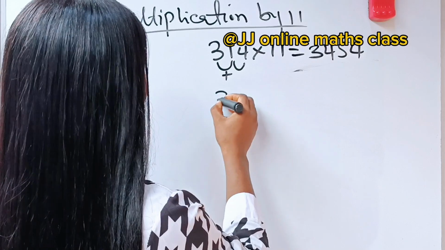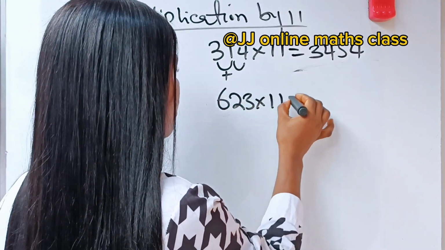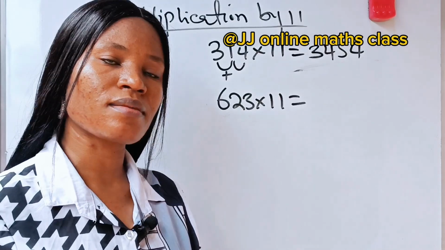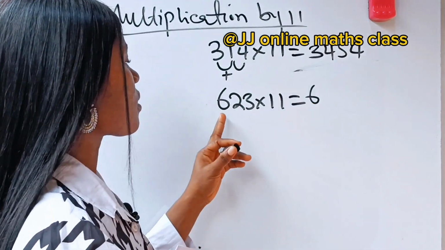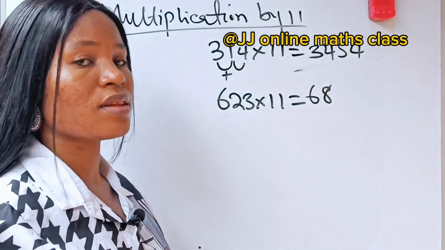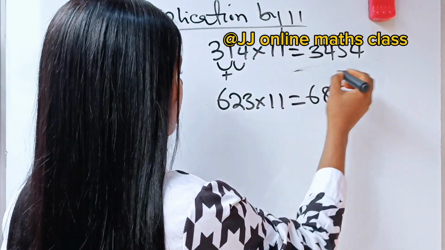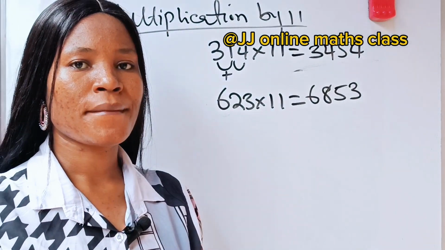Now, assuming you have 623 times 11. You write your 6. 6 plus 2 is 8. 2 plus 3 is 5. Then you repeat the last number. And this is your solution.